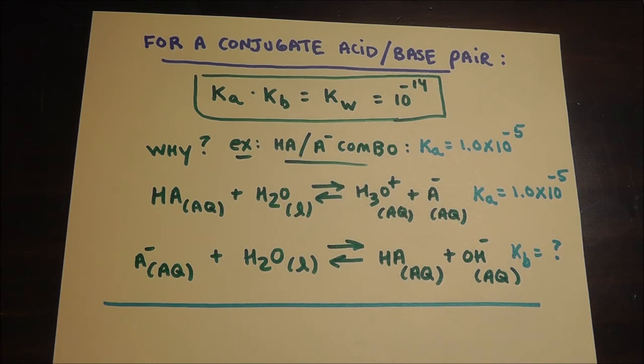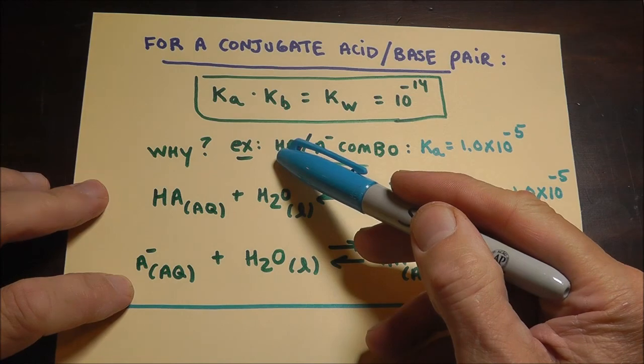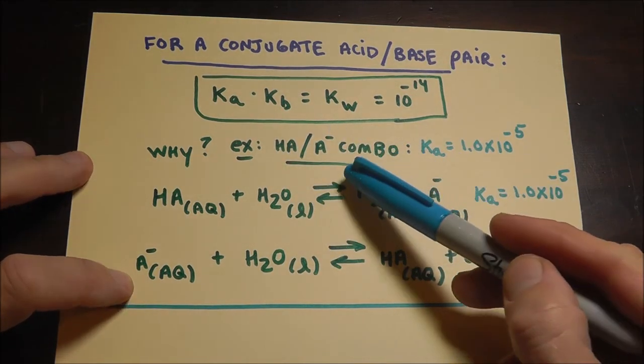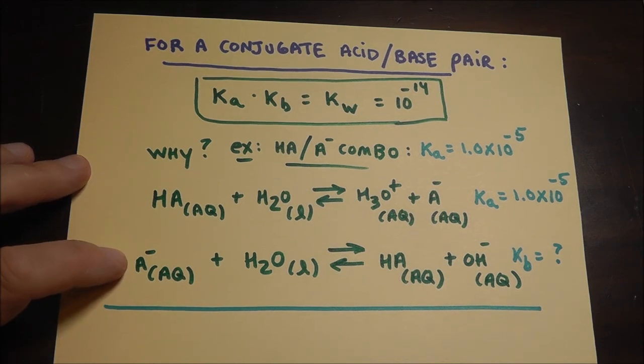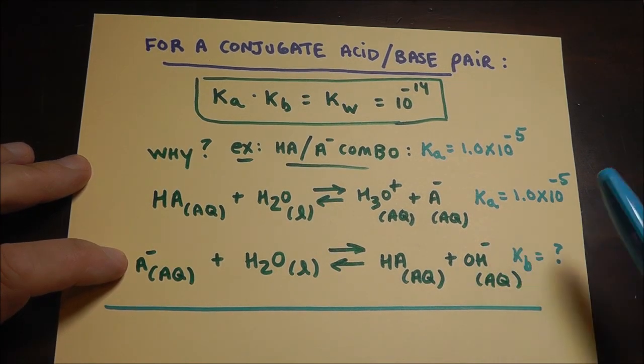Now, why? That's what I want to prove to you. I want to do a proof. This would be a mathematical proof. Let's say we have some acid, HA, and it's weak, and its Ka is 1 times 10 to the minus 5. Just hypothetically. I'm trying to make the numbers nice and round.